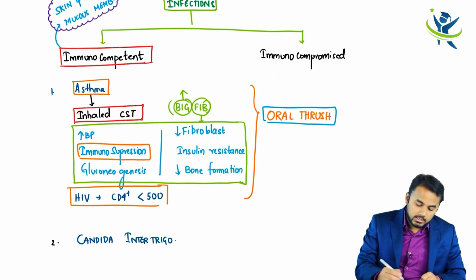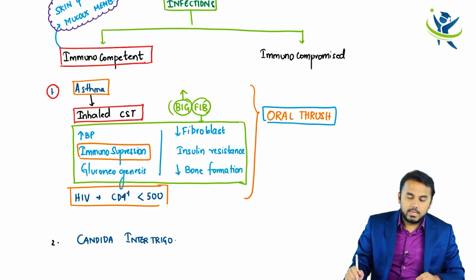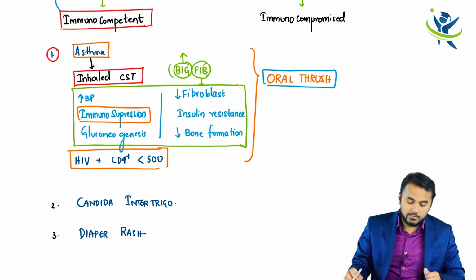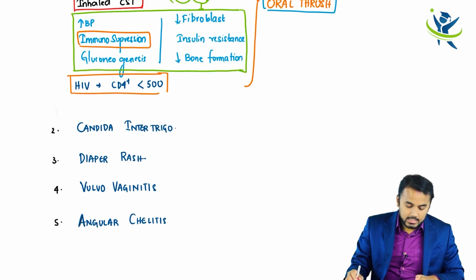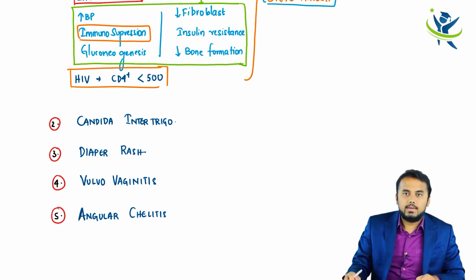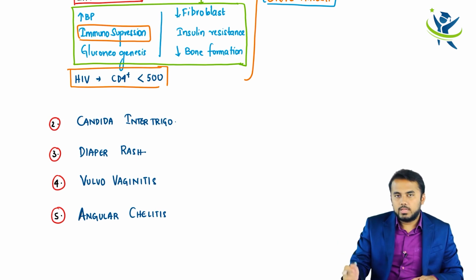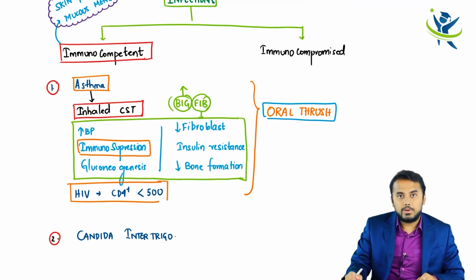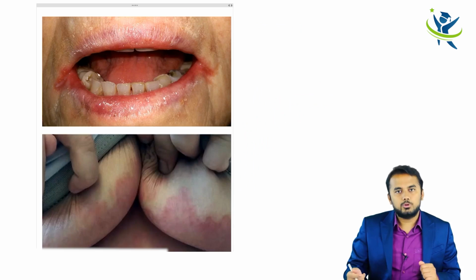So what are those? One is oral thrush, in case of asthma and in case of HIV. The second thing is Candida intertrigo, diaper rash, vulvovaginitis, and angular cheilitis. Let me show you some of these pictures and then I'll go on to the next list, that is immunocompromised individuals. So now I'm going to show you the pictures.